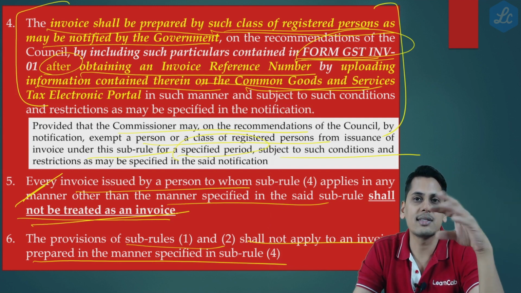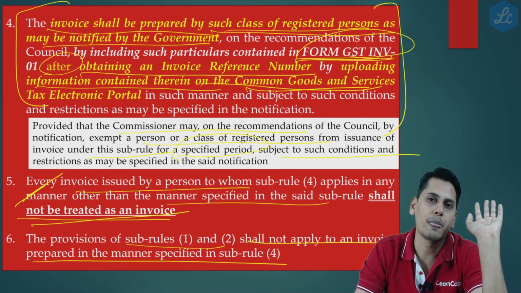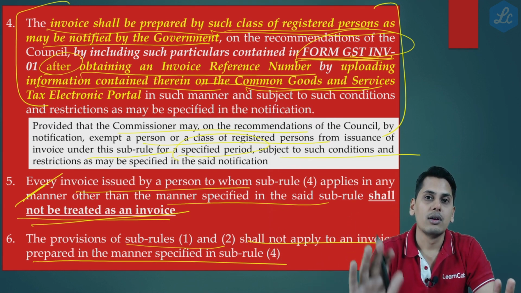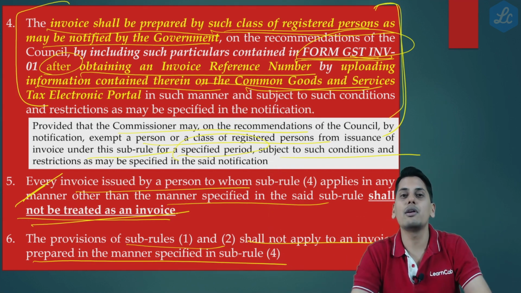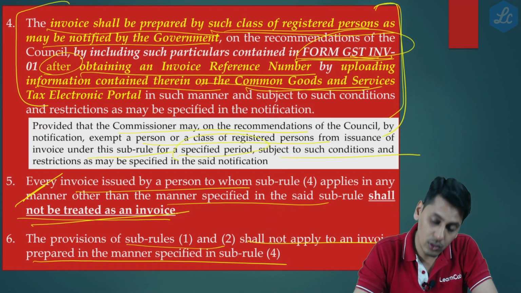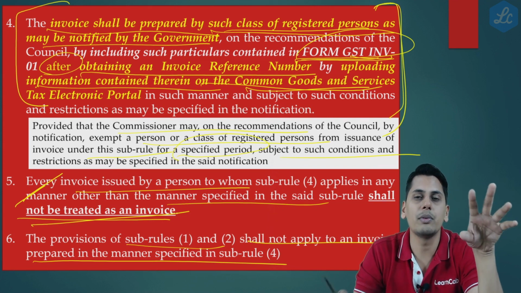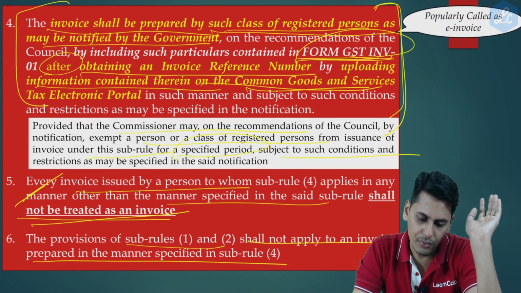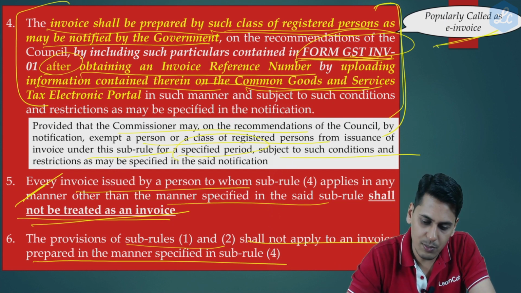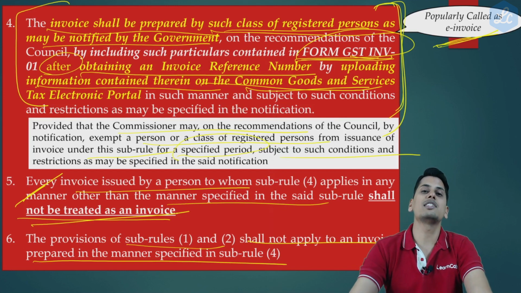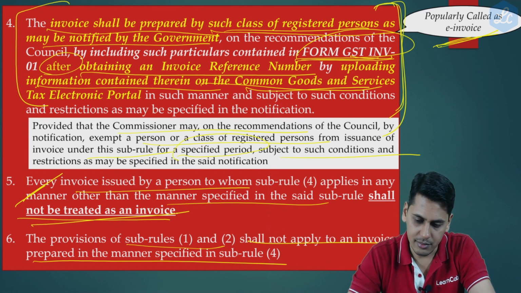For notified persons, upload GST INV01, obtain invoice reference number. And only after obtaining that invoice reference number, an invoice can be issued. This is the manner which is prescribed in 48 sub rule 4. For those cases, invoice need not be prepared in triplicate. Invoice need not be prepared in duplicate. Friends, this is popularly called e-invoice. An invoice which is prepared in the manner prescribed under 48 sub rule 4 is called an e-invoice.